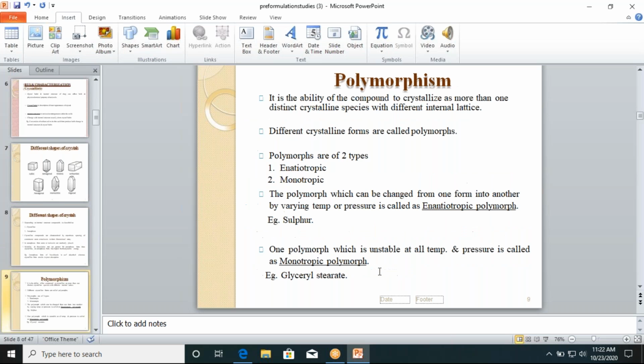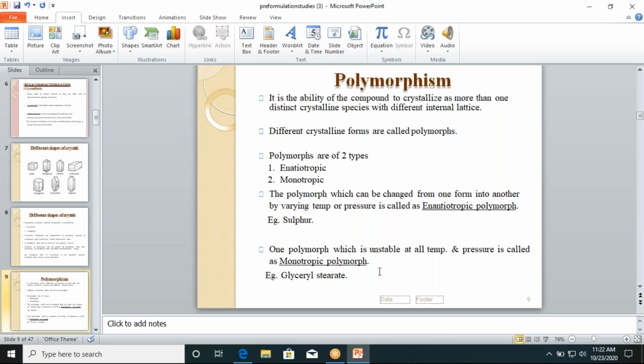Okay. Next, I was talking about polymorphism. Polymorphism is the ability of a compound to crystallize as more than one distinct crystalline species. So the same compound will crystallize in more than one crystalline species, and each crystalline species will have a different internal lattice. The different crystalline forms are called polymorphs. You have two types of polymorph. One is enantiotropic, the other one is monotropic.